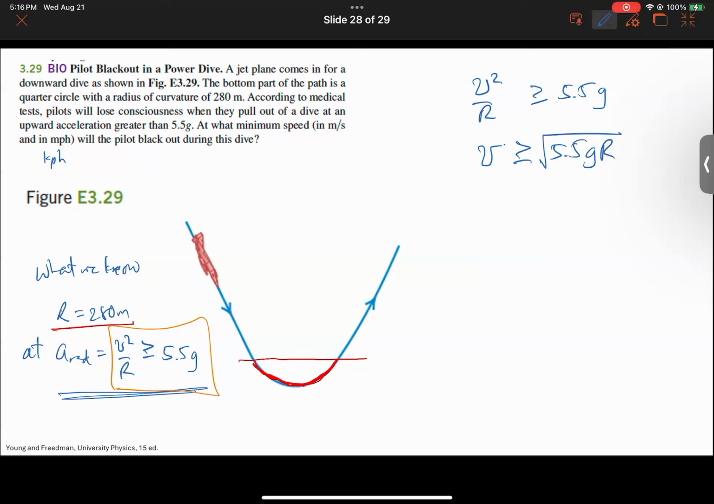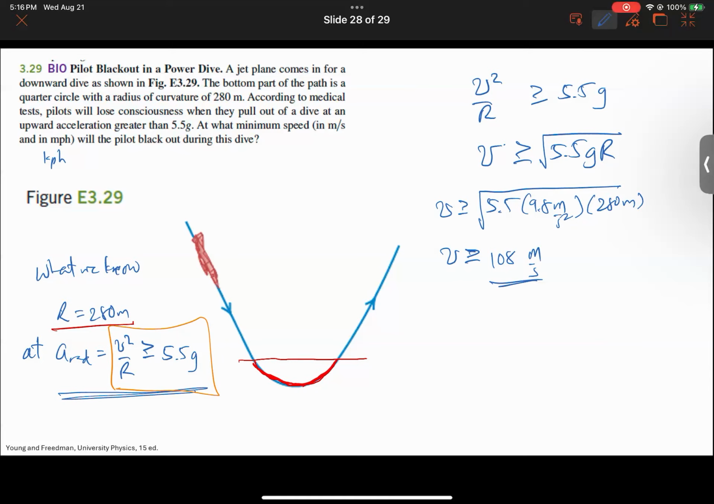Okay, plugging in yung known quantities. Okay, 5.5 times 9.8 meters per second squared times 280 meters. And then we take the square root of that. Okay, we get a velocity which is equal to 108 meters per second. Okay, so the minimum velocity is 108 meters per second.